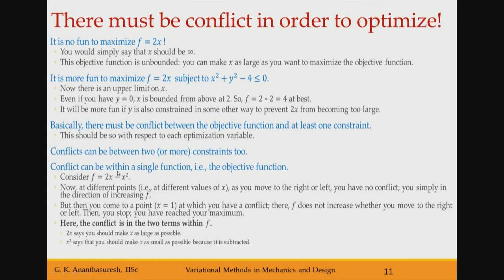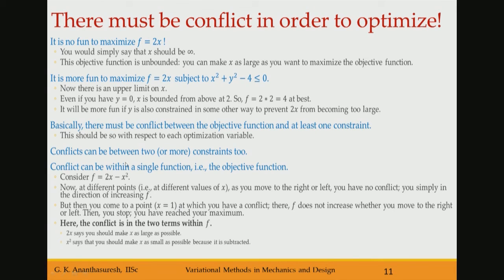So, as I increase x, it is not guaranteed that this f will always increase, right. So, there is a conflict. If I increase x, the first term increases, and the second term, along with the minus sign, will decrease. So, there is a conflict. Conflict can be there between the objective function and a constraint, or within the objective function different terms can compete with each other as x is varied.